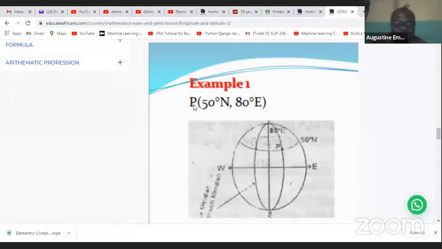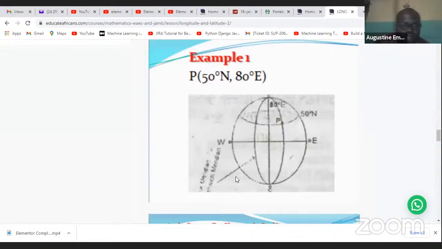This point P is at 50 degrees north and 80 degrees east. If you want to locate this point, the first thing you do is use your hand to draw your sphere. Once you draw your sphere, the next thing is to draw your equator, those reference points, west to east, this is it. Then the prime meridian, we all know, this is it here. Then from there, read out these points.